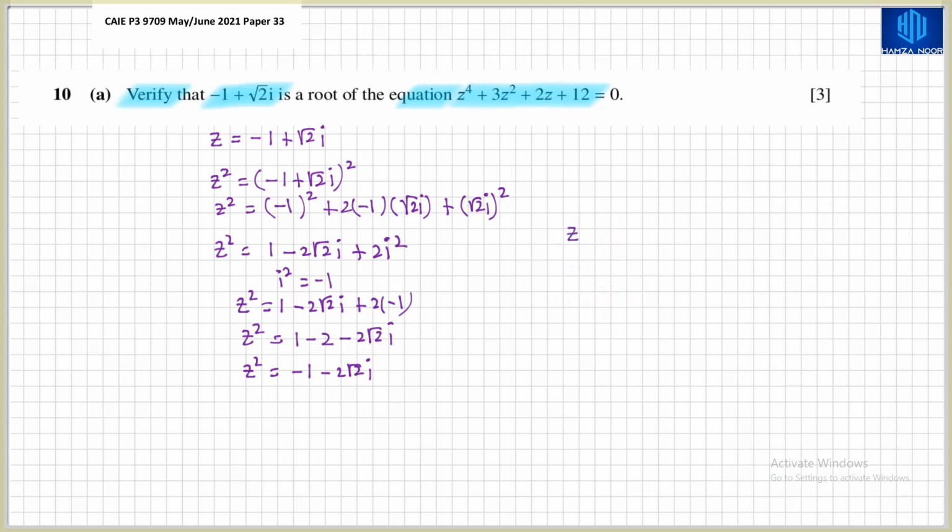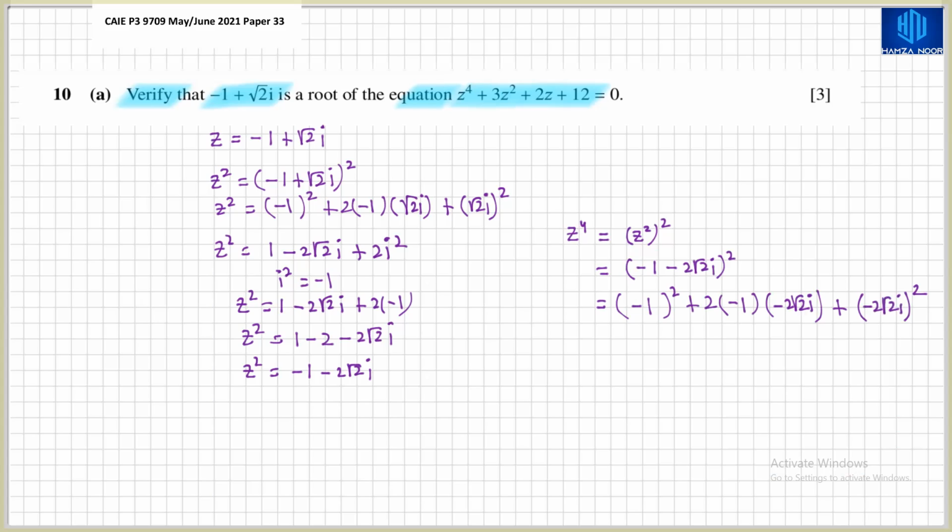So now we are going to find z to the power 4. So z to the power 4 is the same thing as saying z squared is squared. So therefore in place of z squared we are going to write -1 minus 2 root 2i, and this will be whole squared. So therefore a squared plus 2ab plus b squared. So in place of a I'm going to write -1, and in place of b I'm going to write -2 root 2i.